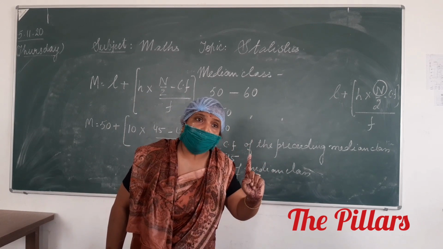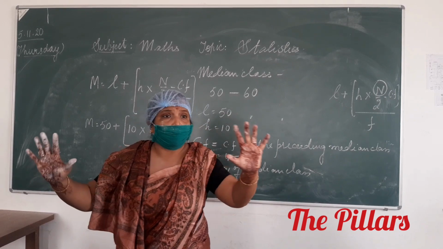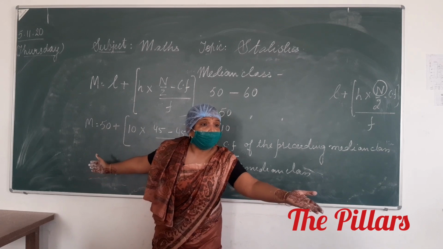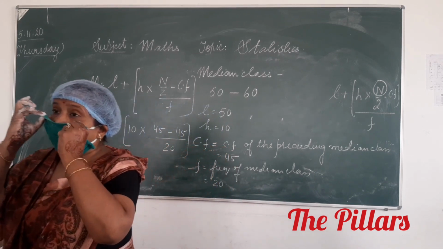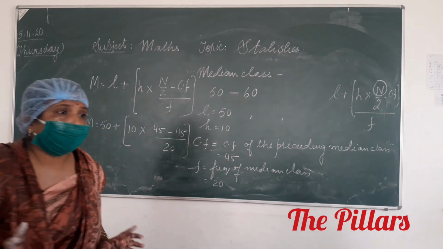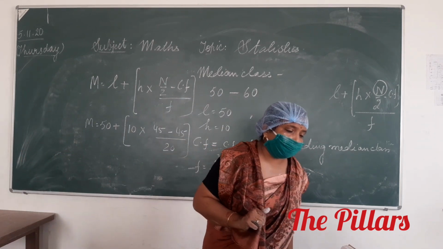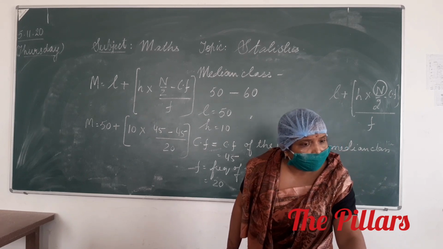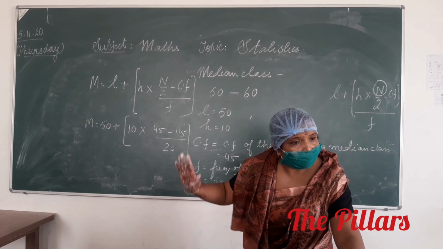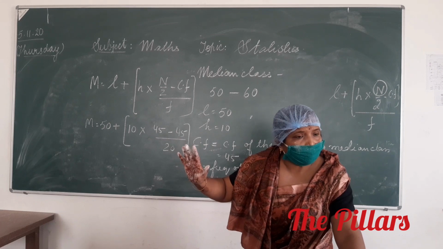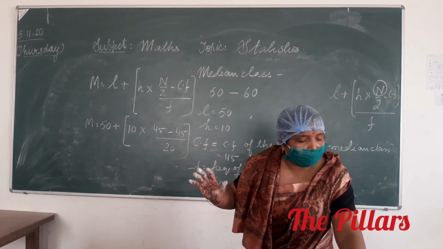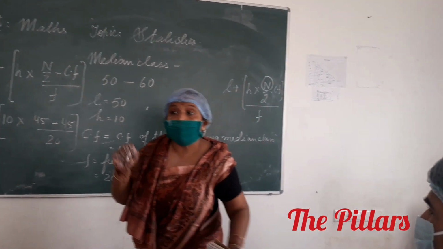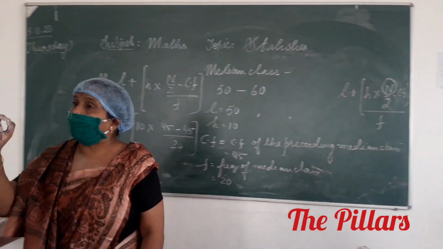Class interval form. I have already told you, what type of class interval was this? Was that exclusive or was that inclusive? Atul, check and tell me. It was 20 to 30, 30 to 40, 40 to 50. Exclusive. Why do you call it exclusive? Because the upper limit is repeated.